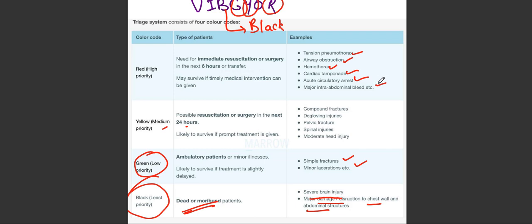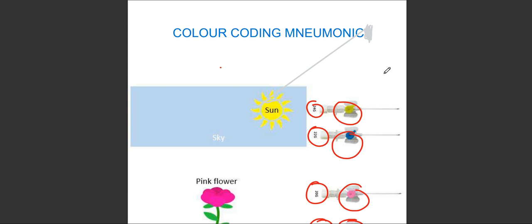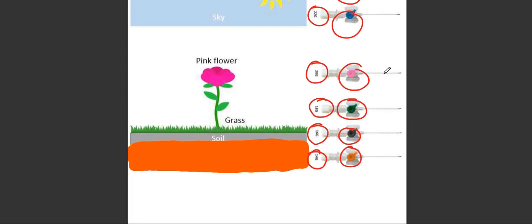Listen, it is a very important topic. Therefore, please take this mnemonic very seriously. Then we are again revising it.